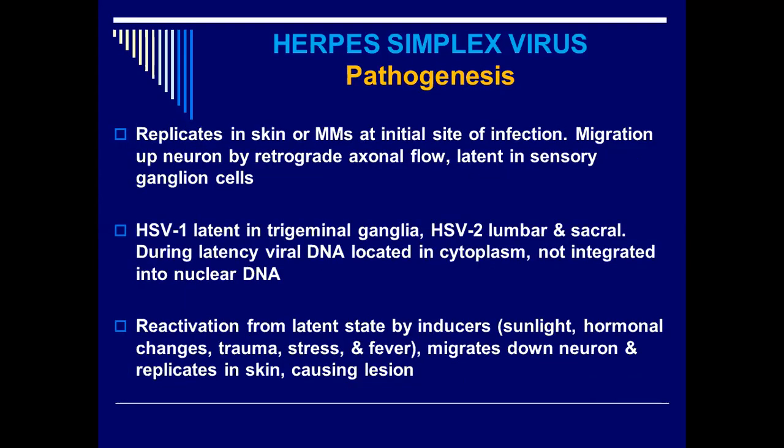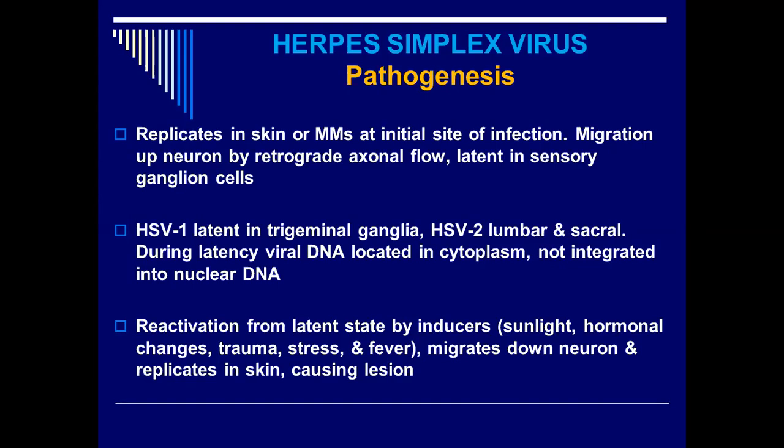The pathogenesis is, you see, the virus after entry uncoats, releasing its DNA, and this DNA then integrates with the DNA of the host cells and replicates in the skin or the mucous membrane at the initial site of infection. Now the migration up to the neuron occurs with retrograde axonal flow. And then the virus becomes latent in the sensory ganglionic cells.